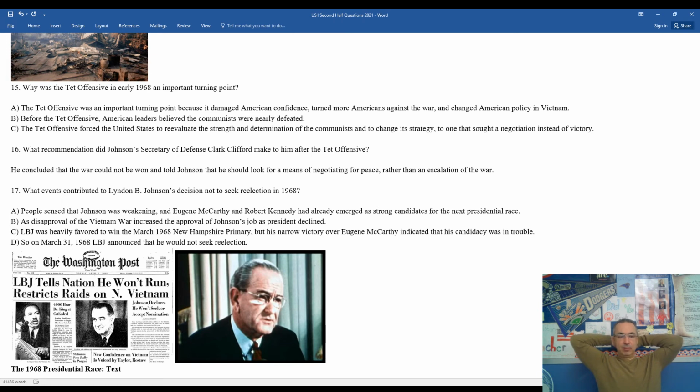LBJ was heavily favored to win the March 1968 New Hampshire primary. And remember, in order to be the nominee for your political party, you have to go through primaries or caucuses across the country in each of the 50 states.